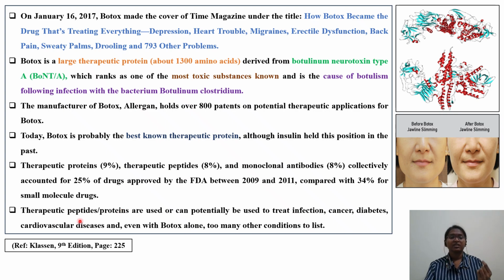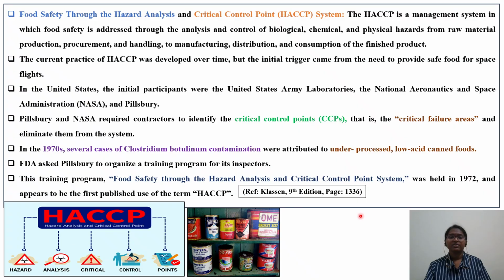You mean to say therapeutic proteins as well as peptides are used and can potentially be used to treat infections, cancer, diabetes, cardiovascular diseases. Even Botox alone can be used for these particular conditions. Okay. So let's see what else has been given on page number 1336 about botulinum toxin.